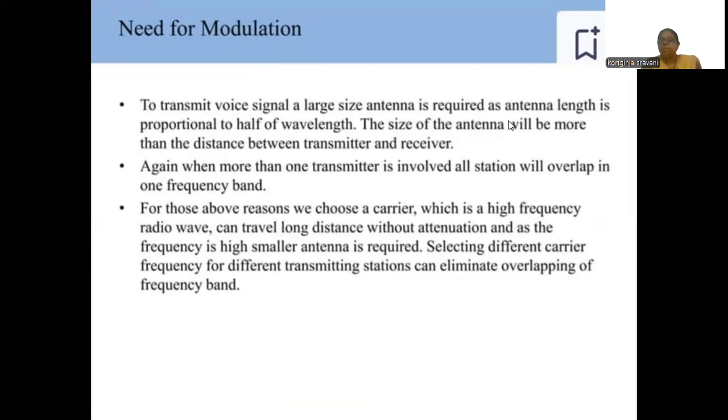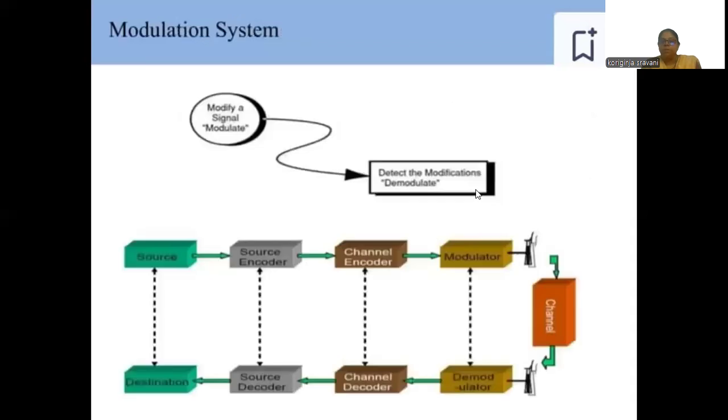If we send a low frequency signal, when we calculate the height of the antenna, it will be very high. If we take a high frequency signal, the height of the antenna is reduced. For this reason, we add a low frequency signal to a high frequency signal, and we can reduce the height of the antenna. If low frequency signals are mixed together, there may be clumsiness and no voice clarity. To avoid that problem also, we use modulation.